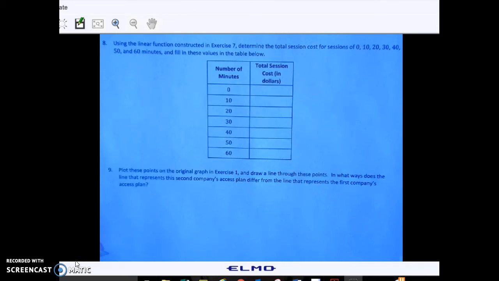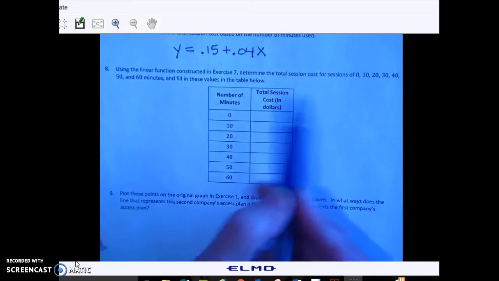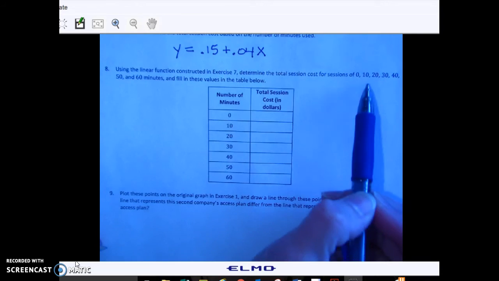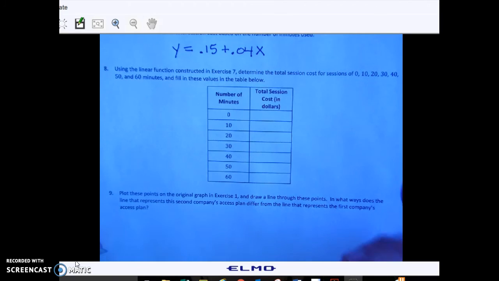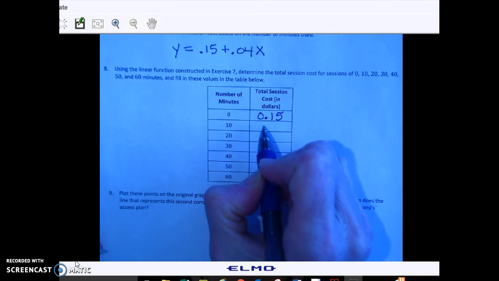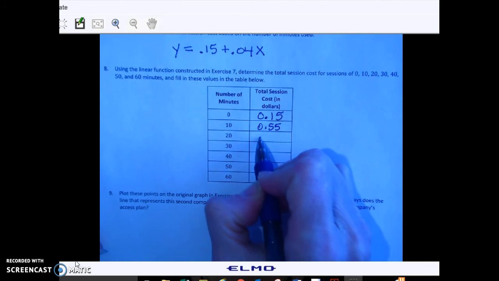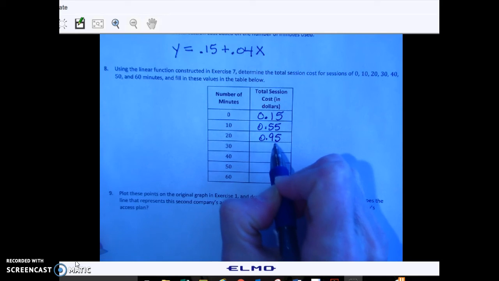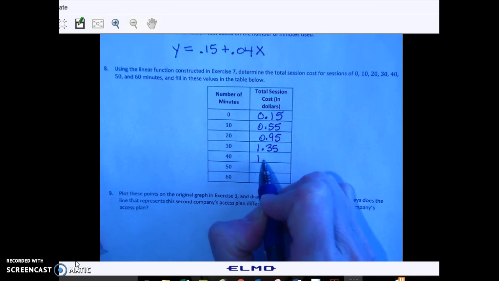Number 8 is having us complete a table using the equation here from number 7. So we're going to plug in 0 for x, we're going to plug in 10 for x, and we're going to work these out. I would use a calculator for this. And so when I put 0 in, I get 15. When I put 10 in, I get 55. And you can complete the table. If you want to pause it and work these out yourself for a minute, you can, just to see if you understand what you're doing, and then complete the table.